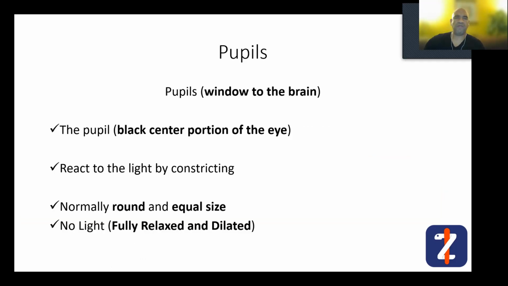As we said before, the eye is a window to the brain. The pupil is the black central part of the eye, and it reacts by constricting. Normal is round and equal, okay? And with no light, it should be really relaxed. So let me give you a recap. If you place a light in the eye, this is what happens: it constricts. When you are in the dark, that pupil dilates.